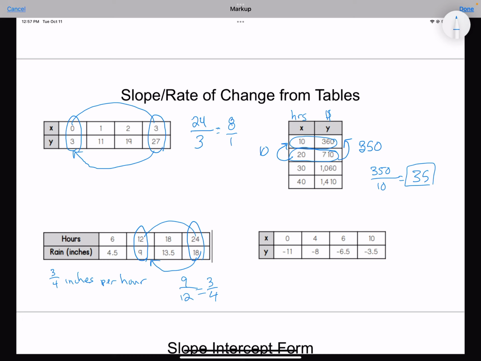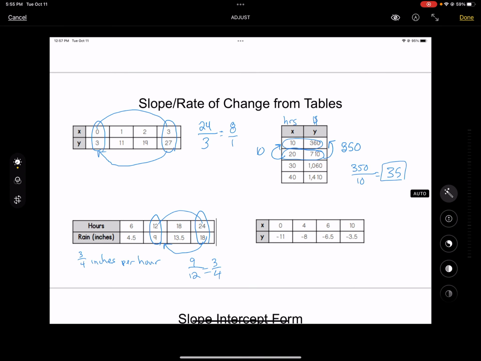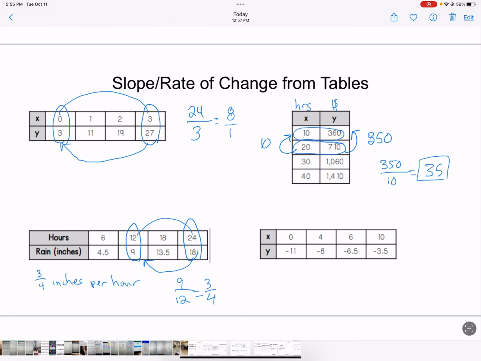Okay, so, and again, I will let you do the fourth example on your own. So now we're going to move into the equation part.